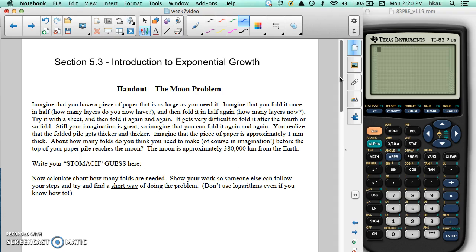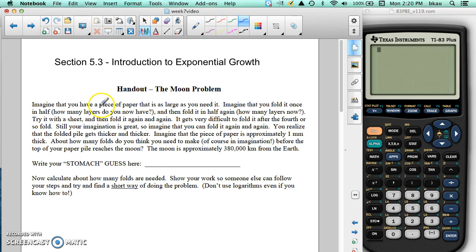So we're going to read through this. If you want to try these two handouts beforehand, you can, and you can take a look at this video afterwards and see how you did. Right here, I'm going to read through this. It says, imagine that you have a piece of paper that's as large as you need it. Imagine that you fold it once in half. How many layers do you have?